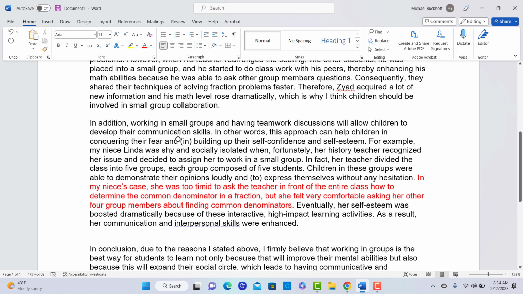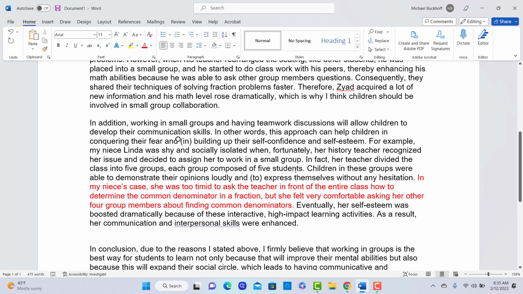In addition, working in small groups and having teamwork discussions will allow children to develop their communication skills. In other words, this approach can help children in conquering their fear and in building up their self-confidence and self-esteem. For example, my niece Linda was shy and socially isolated when fortunately her history teacher recognized her issue and decided to assign her to work in a small group. In fact, her teacher divided the class into 5 groups, each group composed of 5 students. Children in these groups were able to demonstrate their opinions loudly and to express themselves without any hesitation.